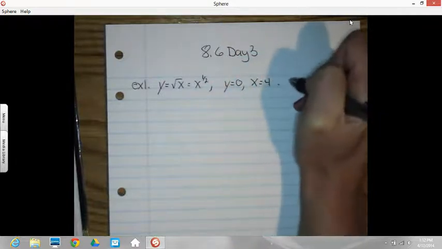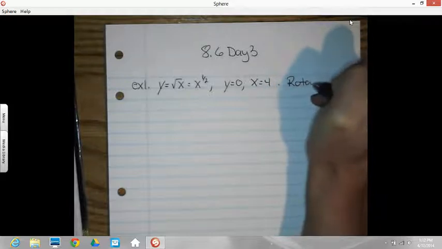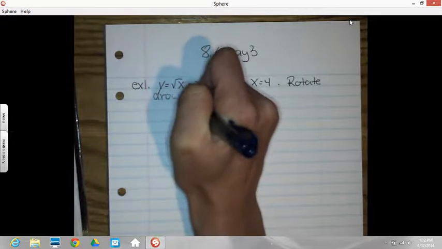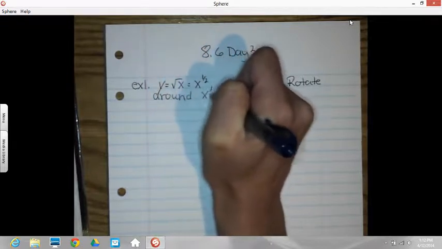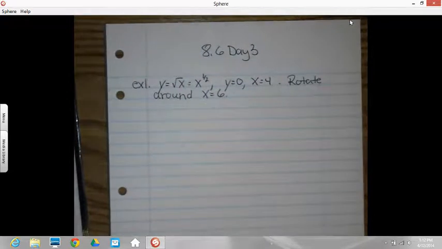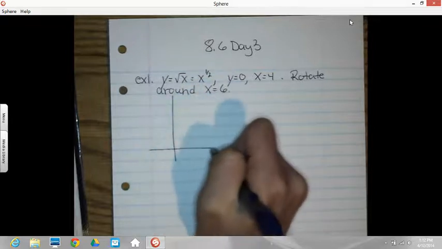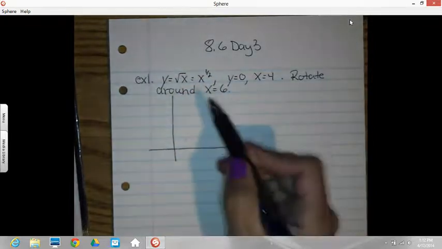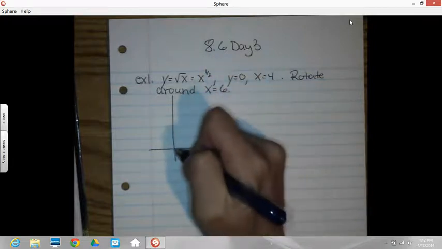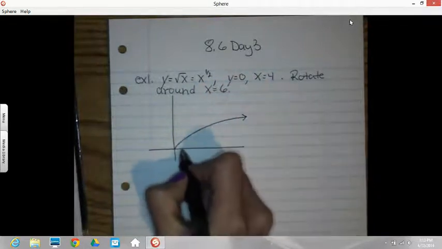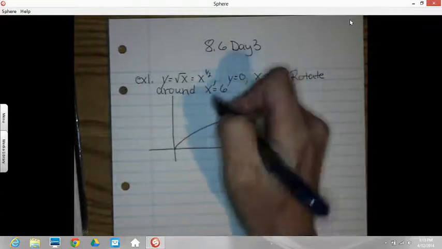And we're going to rotate around the line x equals 6. Okay, graphing our three lines. So I've got the square root of x, basically the part in the first quadrant. Y equals 0 is the x-axis. The line x equals 4.